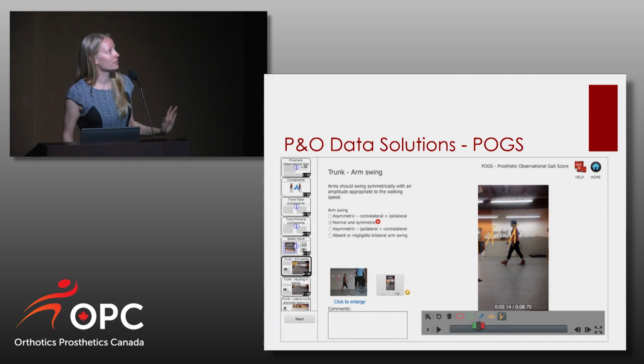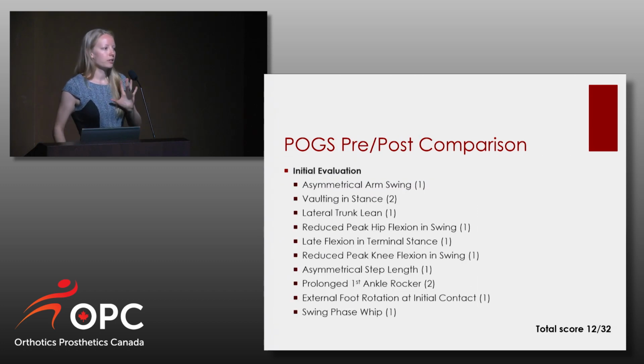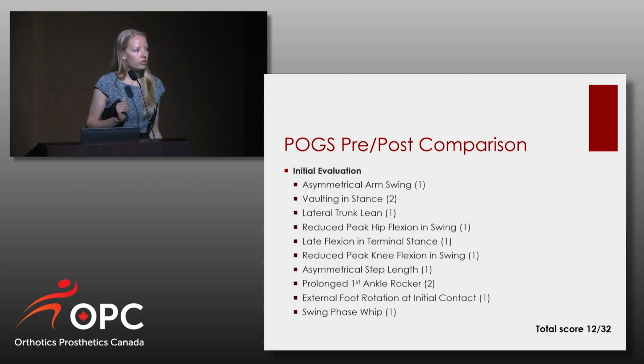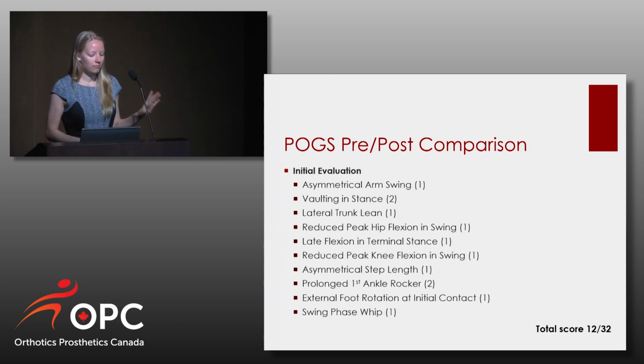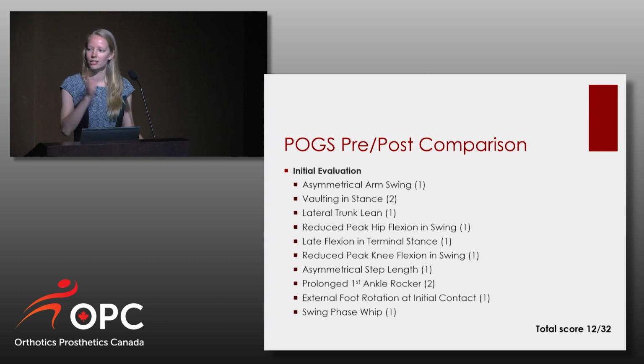So here's an example of a patient. We did a pre-post comparison. This guy has a very short transfemoral amputation. He came in, we ran him through the POGS, and these are all the gait deviations that were present in his gait before he got a new prosthesis. So this is on his old prosthesis that wasn't working very well for him.